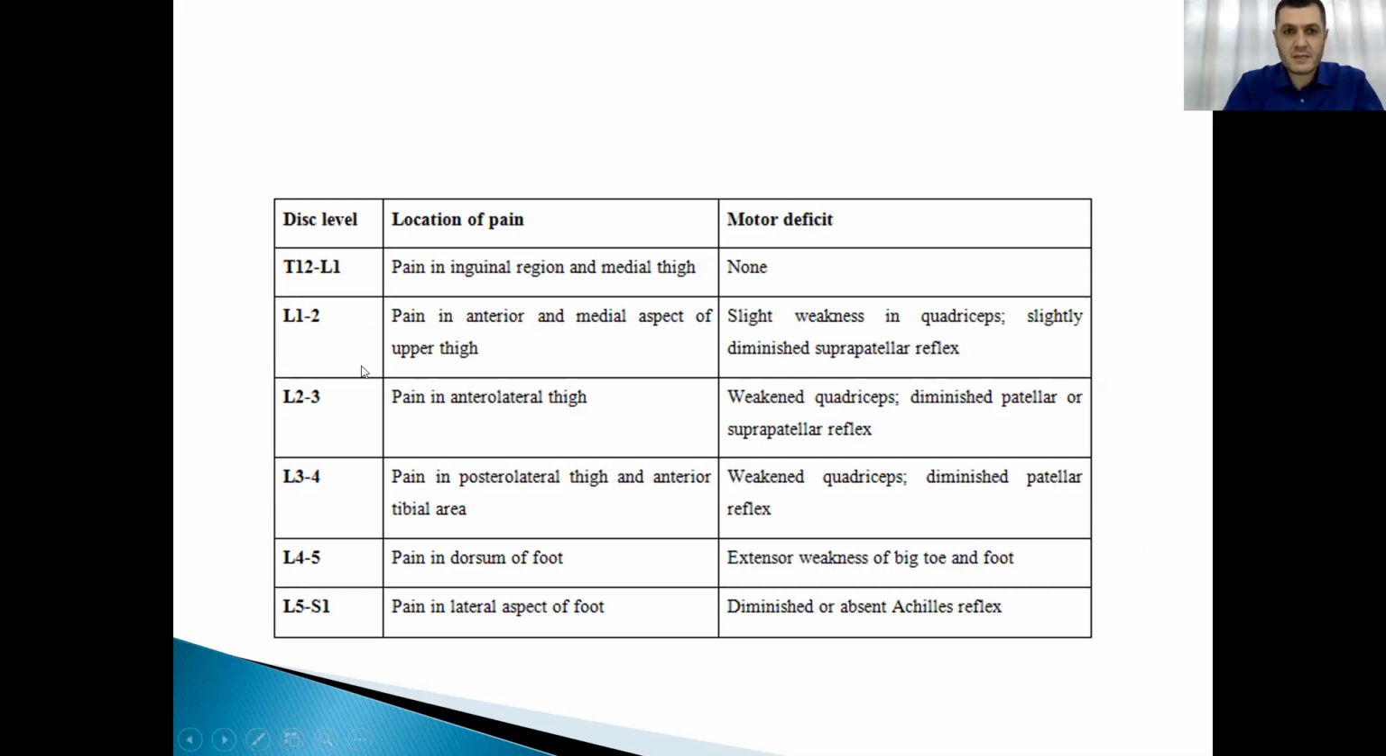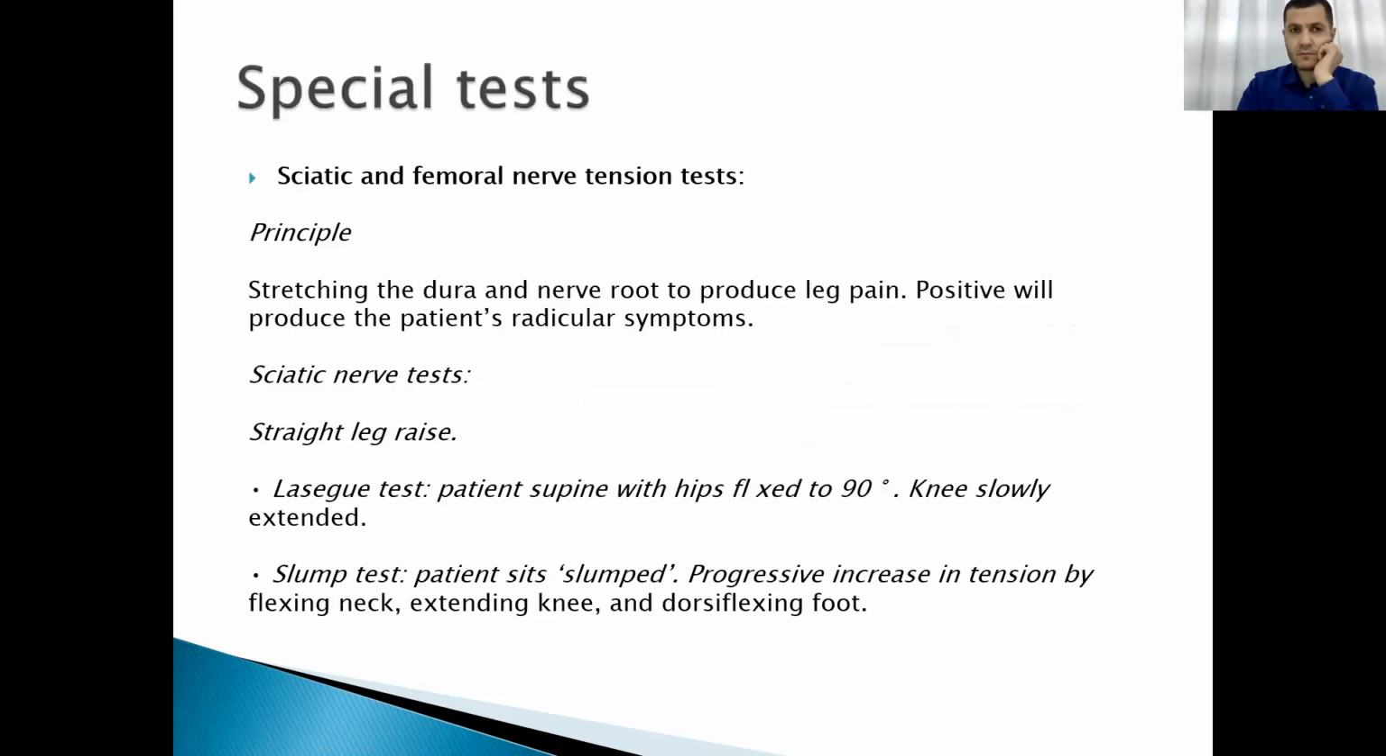So this table actually tells you about the pathology. Where is the site of the problem? For instance, if the patient has pain in the dorsum of the foot plus extensor weakness of the big toe and foot, you may think there's a problem in L4, L5. Another example: if the patient has pain in the anterolateral thigh with weakened quadriceps and diminished patellar reflex, this might indicate L2, L3 pathology. Also, this table, please, is very important. You must read it very well.